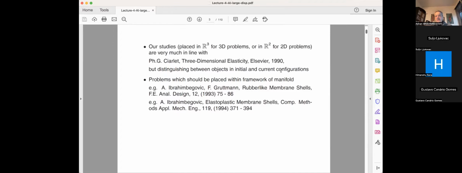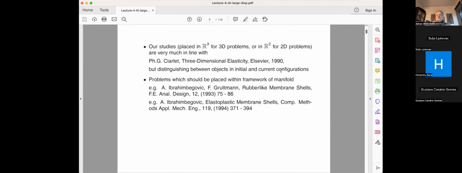And I actually took this inspiration from a book by Philippe Ciarlet, who was professor of applied mathematics at University Pierre and Marie Curie. I think that ever since he retired, he went to teach in Hong Kong, and he wrote Three-Dimensional Elasticity, where everything that he wrote is very nice and compact. The only thing which I didn't like is that he did not distinguish between the matrix and tensor.